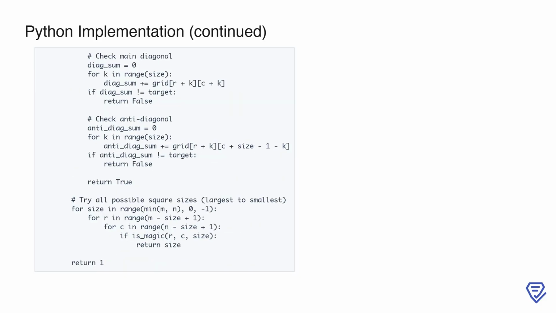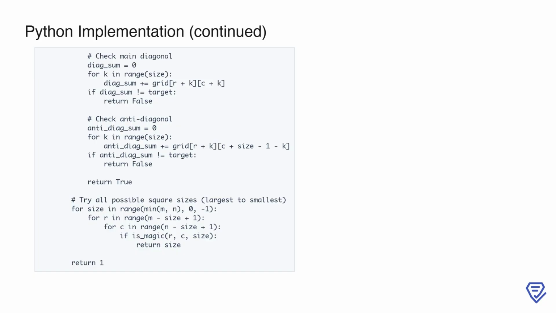Once the rows and columns have been validated, the function proceeds to check the diagonals of the subgrid. For the main diagonal, we initialize a diag_sum variable to 0 and iterate through the diagonal elements by incrementing both the row and column indices simultaneously. The sum of these elements is calculated and compared to the target. If the diagonal sum does not match the target, the function returns false.